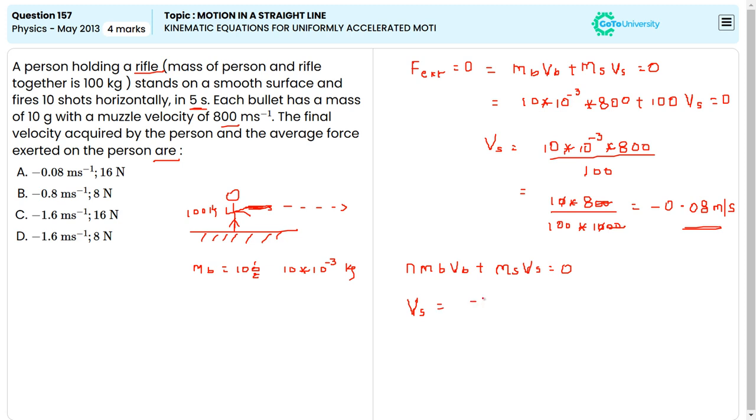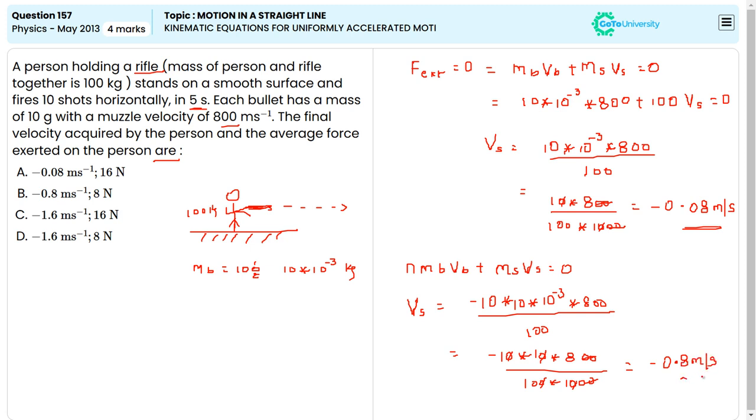VS is equal to minus 10 into 10 into 10 to the power of minus 3 times 800 divided by 100. This 10 to the power of minus 3 will come to the denominator. Minus 10 into 10 into 800 divided by 100 into 10 to the power of 3, that is 1000. Then the zeros get cancelled. 8 divided by 10 is nothing but minus 0.8 meters per second.